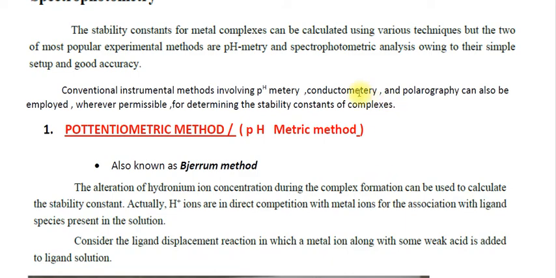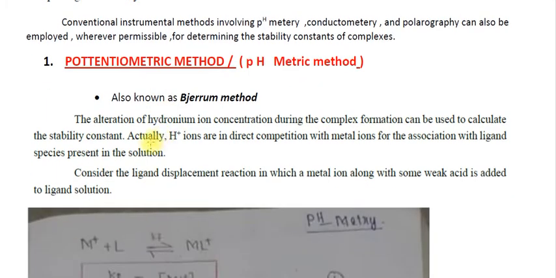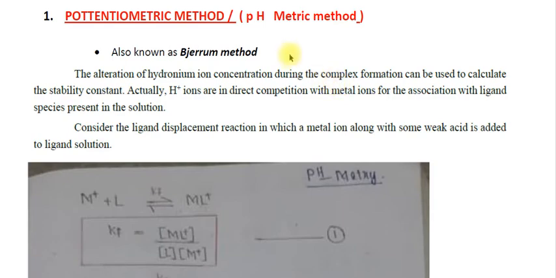There are several other methods also used to find out the stability constants, such as conductometry, polarography, and other methods are also available, and we are not explaining all those methods here. We are just focusing on the potentiometric method and the spectrophotometric method. Then the first one is the potentiometric method or pH metric method. It is also known as the Irving-Rossotti method.